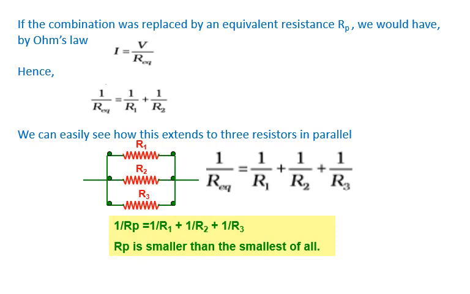Now you can see that 1 by Rp is equal to 1 by R1 plus 1 by R2 plus 1 by R3. By taking any values of R1, R2 and R3 and putting them in this formula, you will get Rp smaller than the smallest of all. You can consider the same example, R1 as 1, R2 as 2 and R3 as 3 ohm, and find the value of Rp. It will be less than 1 ohm.